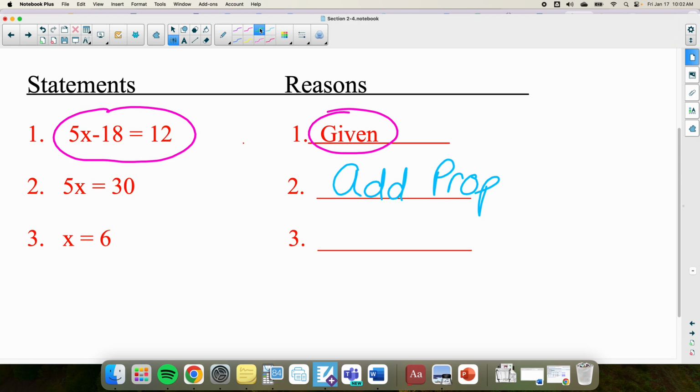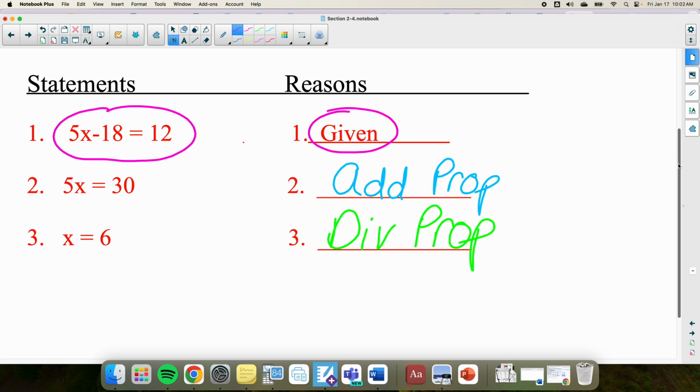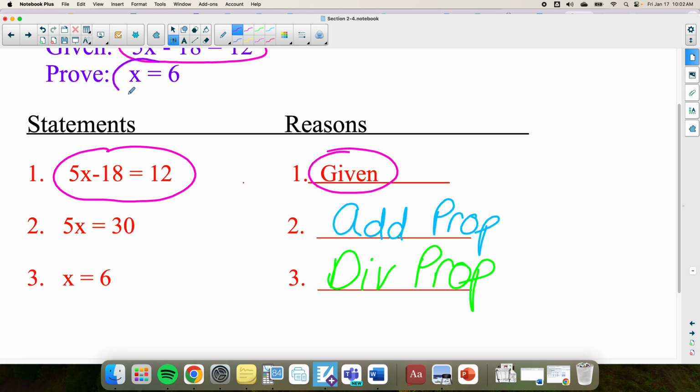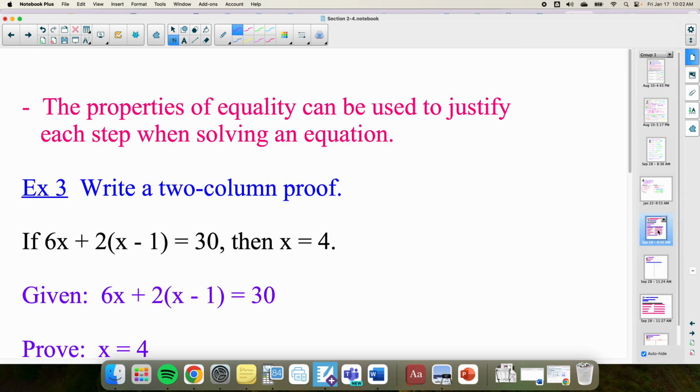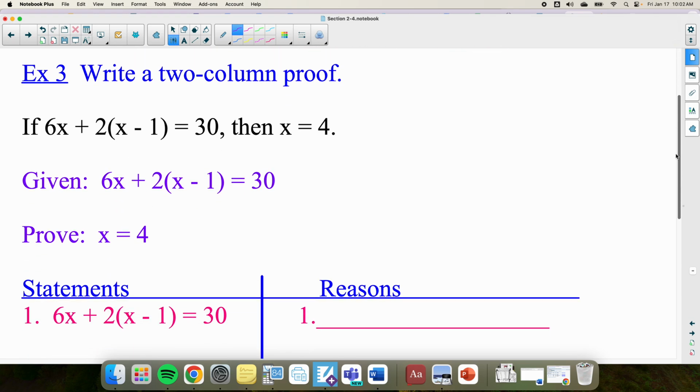Then you look from here to here and you ask yourself, what if they divided by 5? So that's a div prop. Don't forget the props here. And then one other thing, you guys, you can kind of check your work on these if they give you the proof, because this always is going to be this. So if you don't get x equals 6, that tells you that you've done something wrong. Okay? Now let's look at this one.